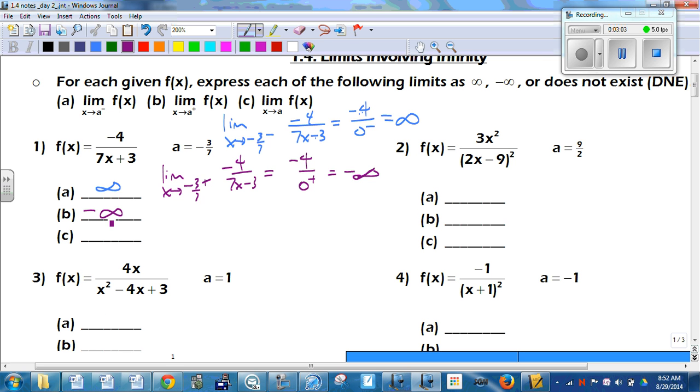And since those two are not the same, our overall limit for part C, I won't even write it out. We just know that one is not going to exist because these are opposites.